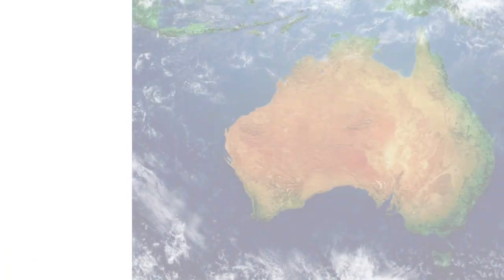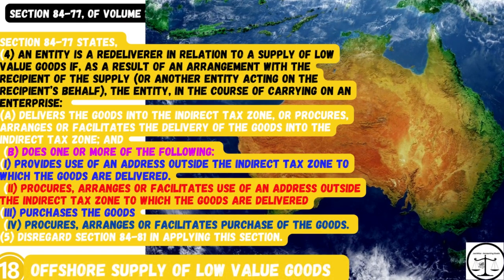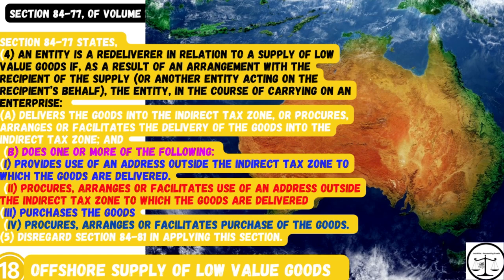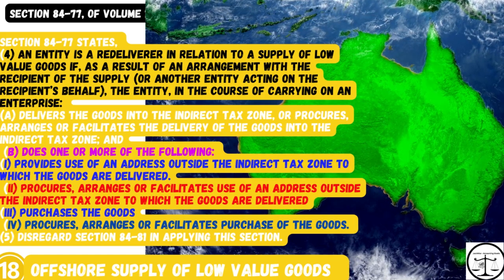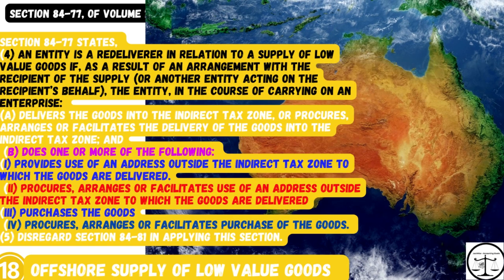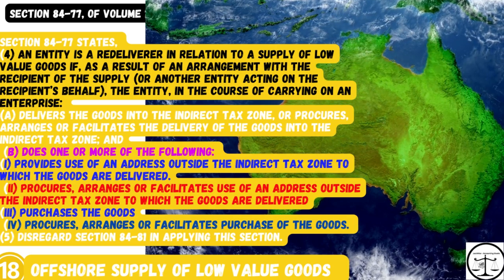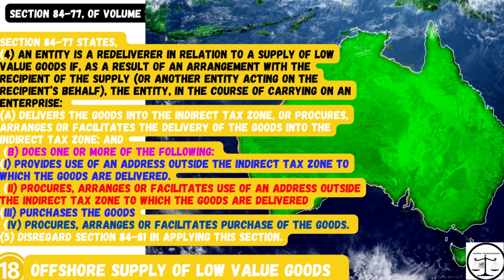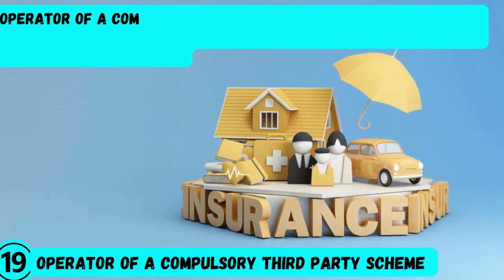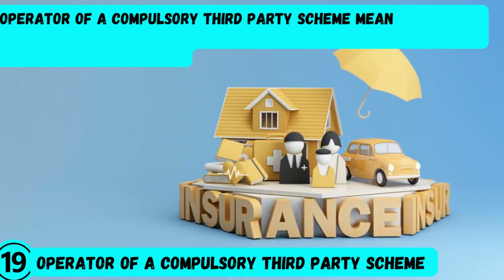Does one or more of the following. 1. Provides use of an address outside the indirect tax zone to which the goods are delivered. 2. Procures, arranges or facilitates use of an address outside the indirect tax zone to which the goods are delivered. 3. Purchases the goods. 4. Procures, arranges or facilitates purchase of the goods. 5. Disregards section 84-81 in applying this section. Next word. Word number 19.